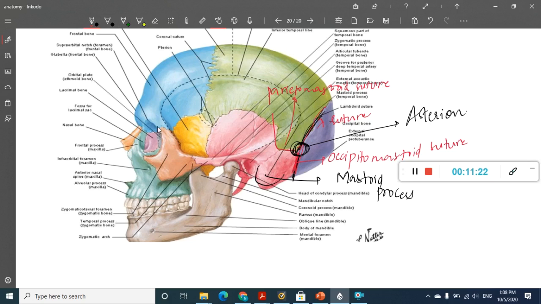Then what else do you have? Here there is one more important thing. This spine, if you see, is called the styloid process. What is this called? This is called the styloid process.